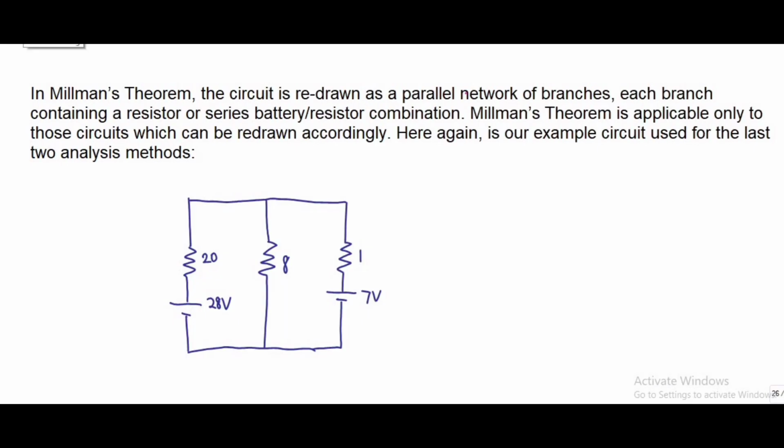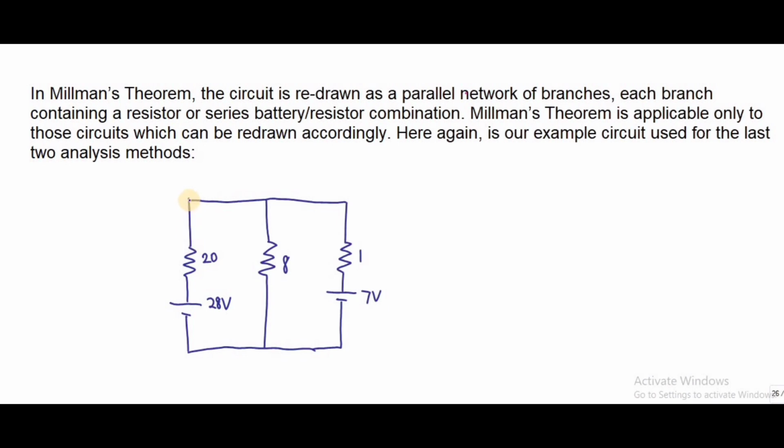In this video, we are going to discuss Millman's theorem. It is also called the parallel generator theorem. Here, the given circuit should be redrawn as a parallel network of branches, and each branch should consist of a resistor in series with a battery. Millman's theorem is applicable only to circuits which can be redrawn accordingly.